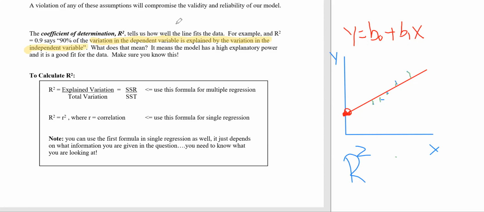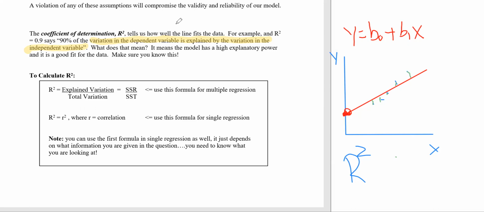Okay, what the heck does that mean? Okay, don't dive too deep. The variation in the dependent variable that's explained by the variation in the independent variable. If that shows up as an answer question, send me an email. Okay, just say thanks. I'll know what you mean.